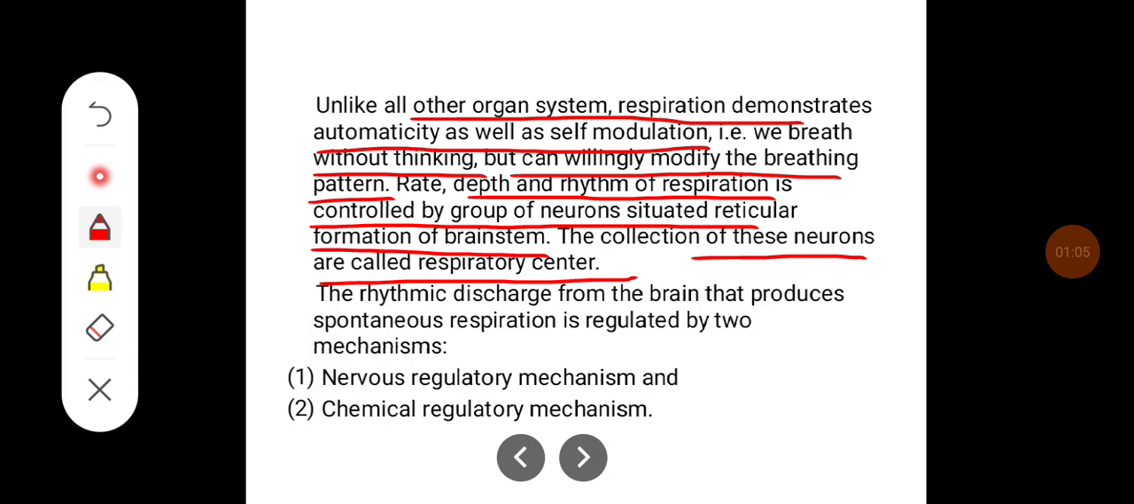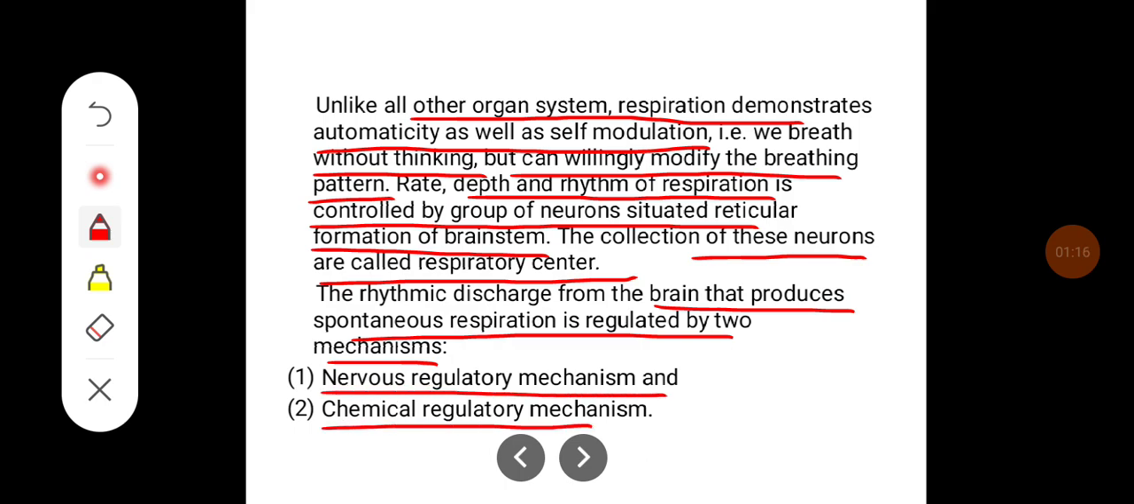The rhythmic discharge from the brain that produces spontaneous respiration is regulated by two mechanisms, that is, nervous regulatory mechanism and chemical regulatory mechanism.